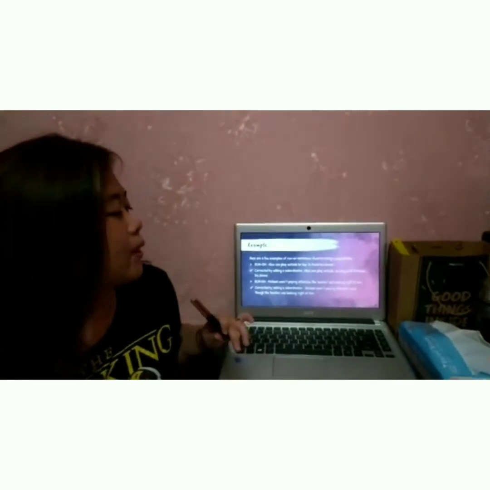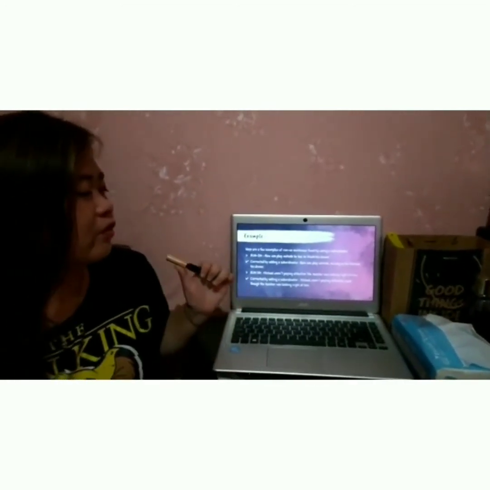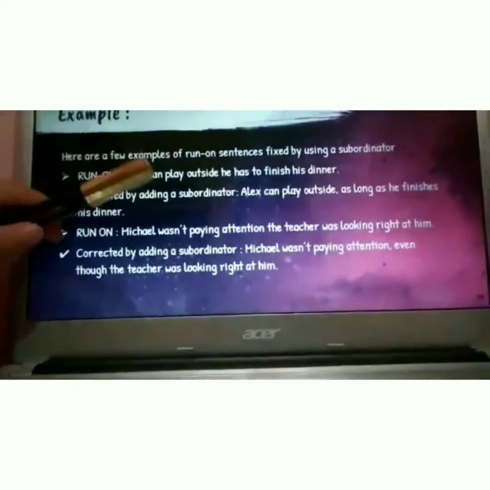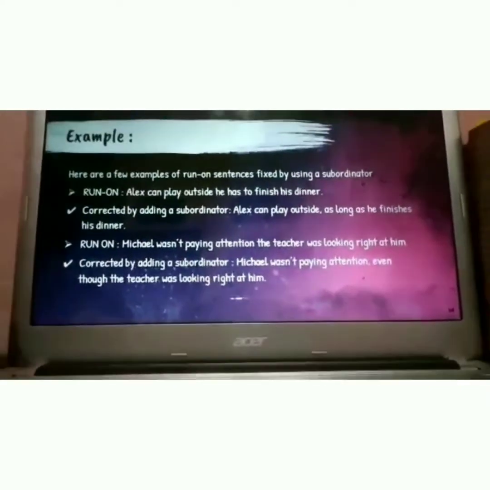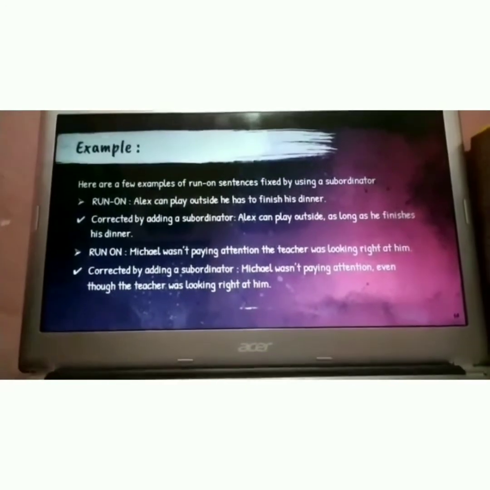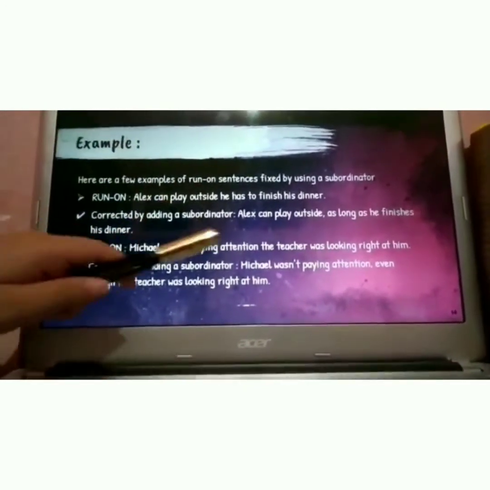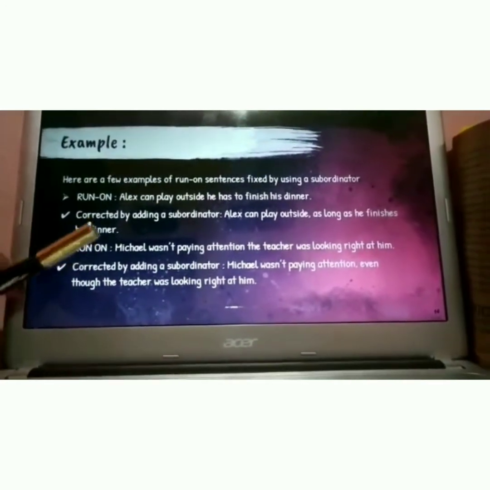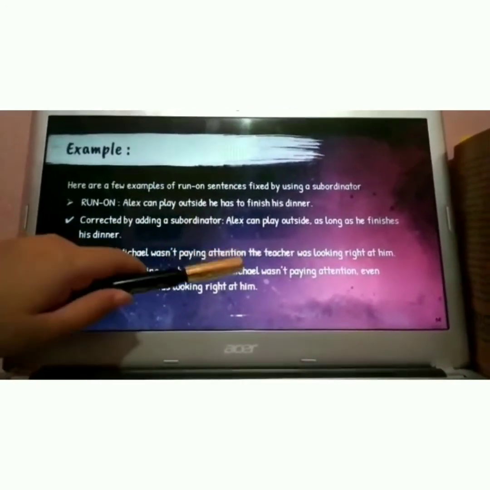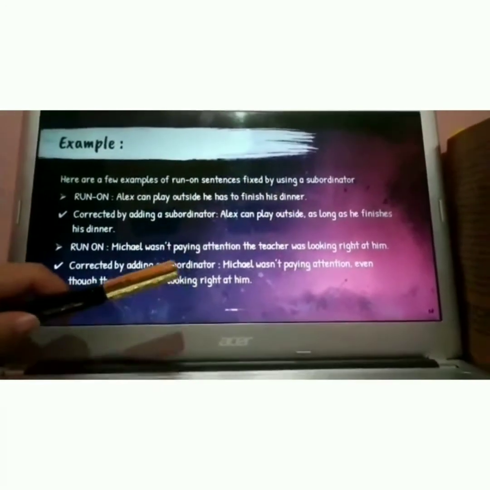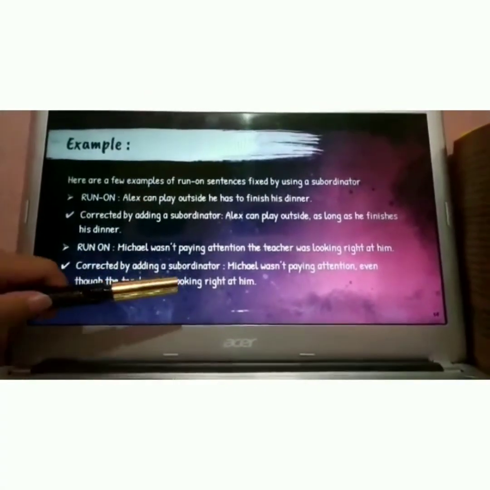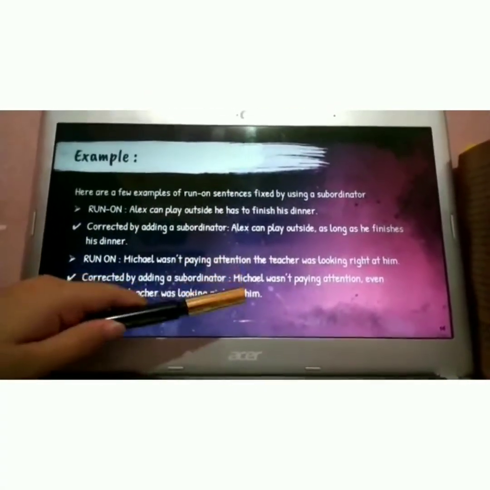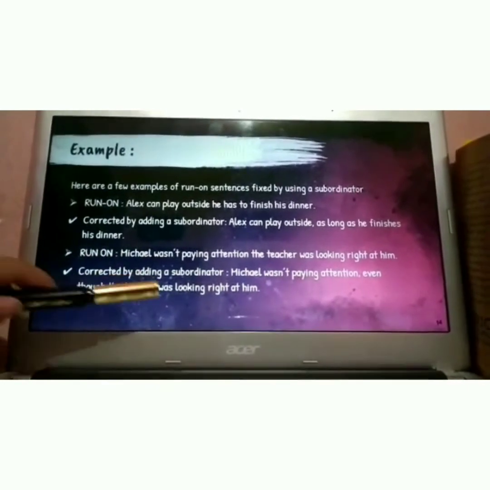And the examples of run-on sentences fixed by using a subordinator are: Alex can play outside, he has to finish his dinner. Using a subordinator: Alex can play outside, comma, as long as he finishes his dinner. The second one: Michael wasn't paying attention, the teacher was looking right at him. With a subordinator: Michael wasn't paying attention, comma, even though the teacher was looking right at him.